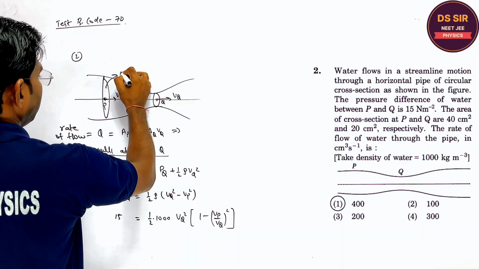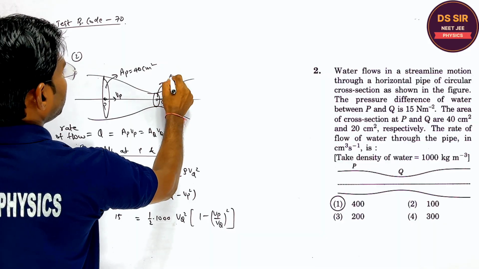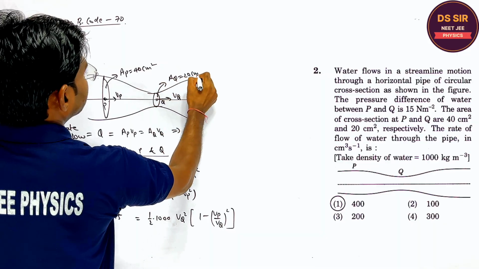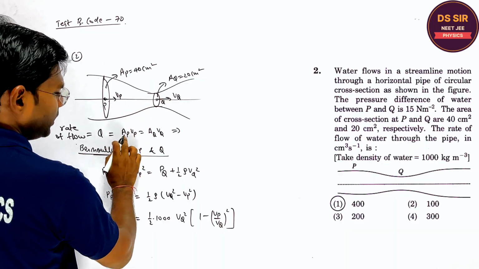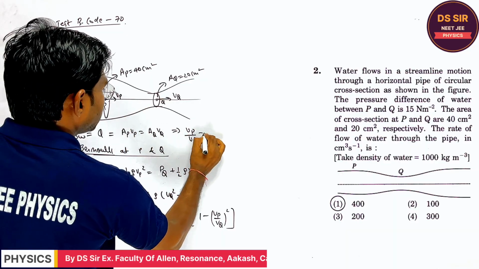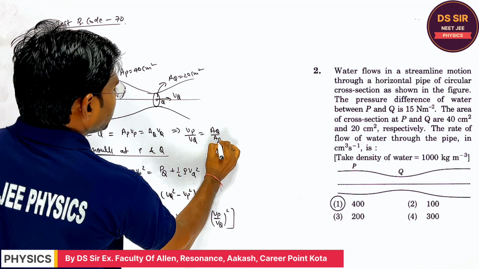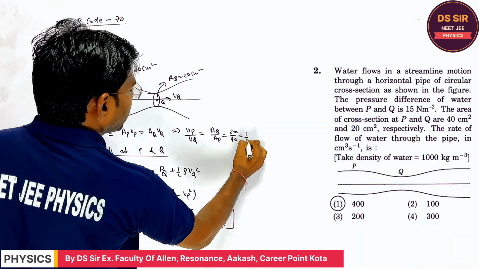Its area Ap is given as 40 centimeter square, and what is the Aq? It is 20 centimeter square. It is given. From here, if you apply the equation of continuity, then Vp upon Vq is nothing but Aq upon Ap. The Aq area is 20 upon 40, which is equal to 1 by 2.